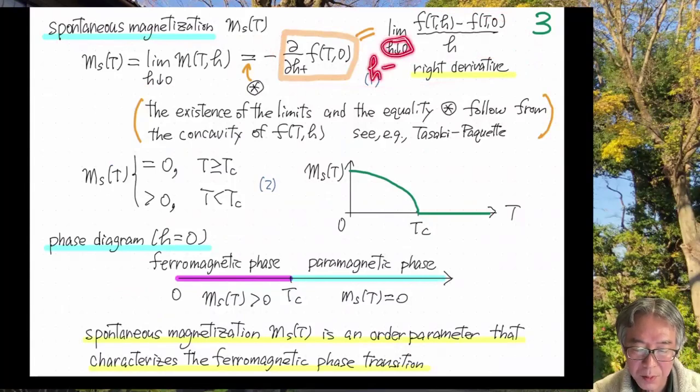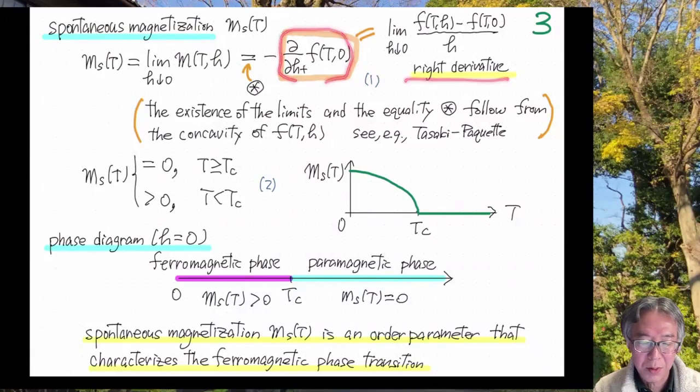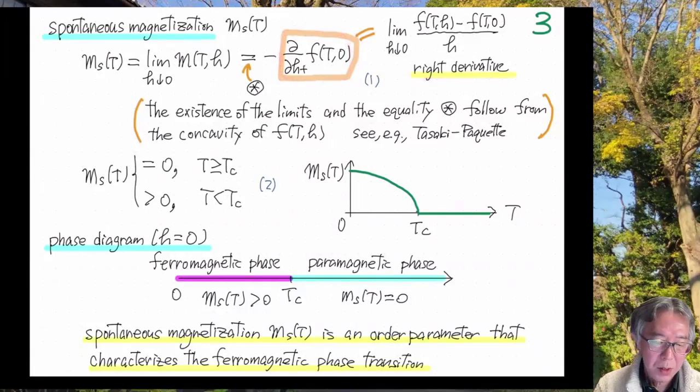Usually here you have h going to zero, but here the limit is only half of this. So in this case, h approaches zero from above. Okay, and this is denoted like this and called the right derivative. And so our MST can be defined in this limit, or it's equal to this.